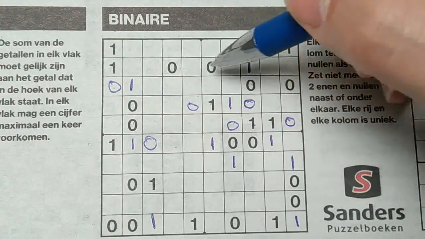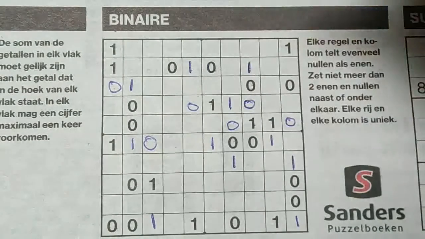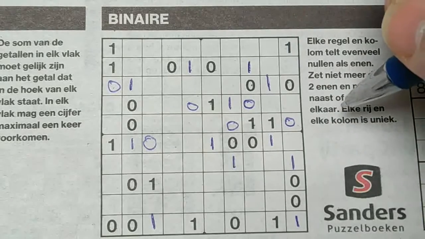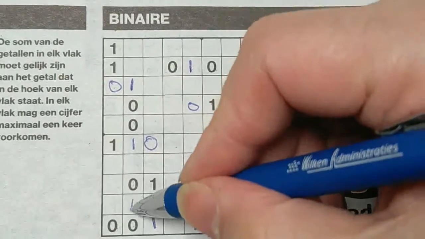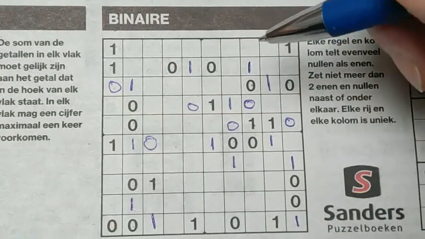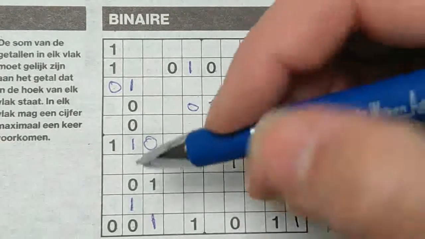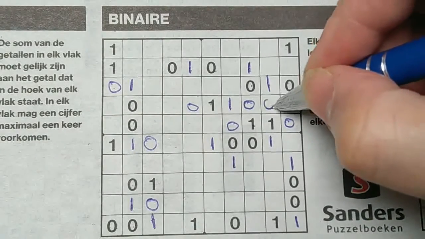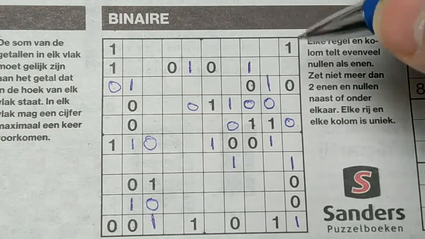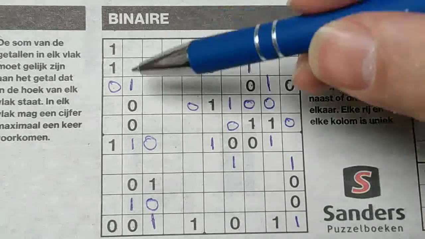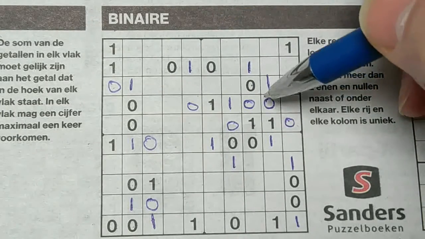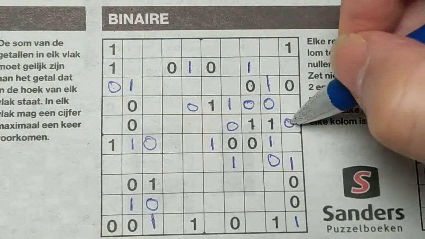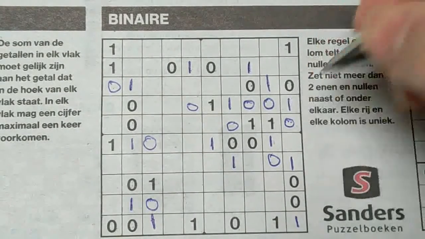Then between two O's comes a 1. Between two O's comes a 1. Between two ones comes an O. Between two ones comes an O. Double one, here an O, there an O. Between two O's comes a 1.